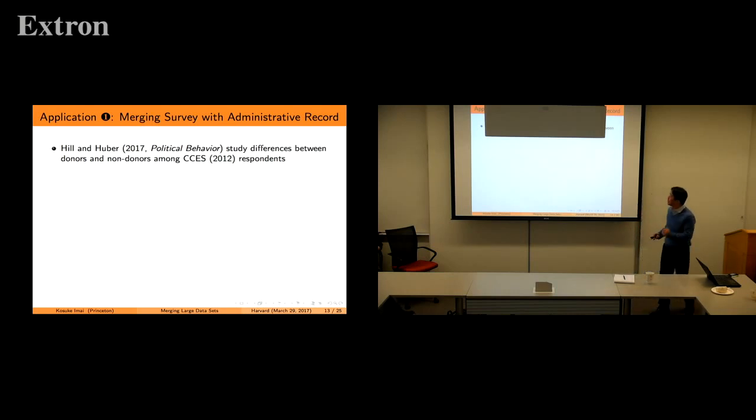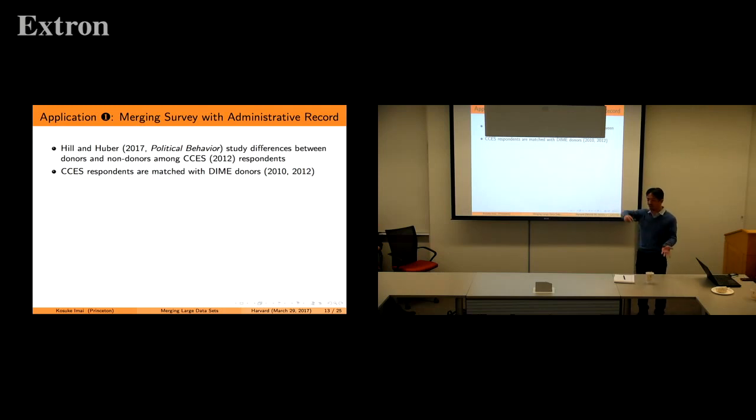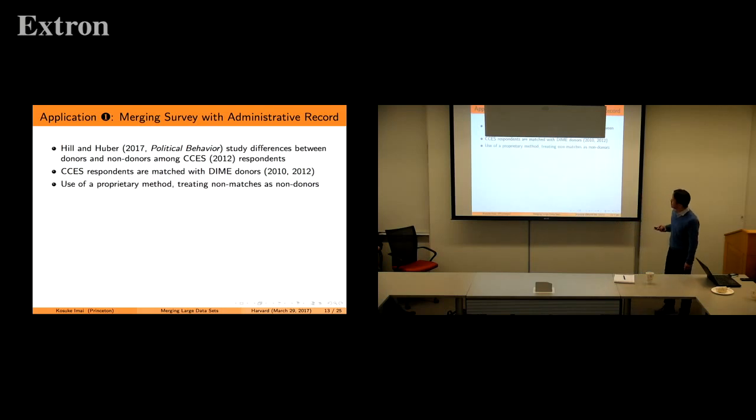Okay, so the first thing we did was to merge a survey with administrative records. There's a paper by Hill and Huber who studied the difference between donors and non-donors among the CCES, which is the one survey that's actually run out of Harvard. So what we did was match CCES respondents with DIME, a data set of donors to political campaigns, the contributors. It's public information, and a Stanford political scientist cleaned it and turned it into a data set.